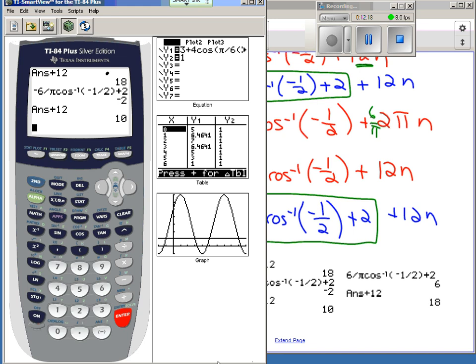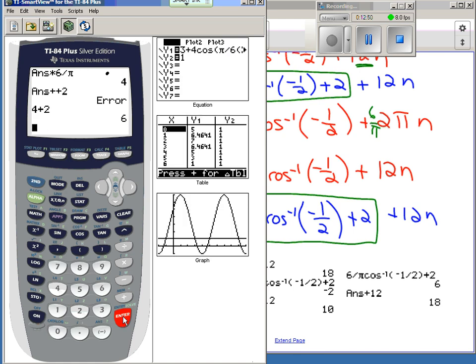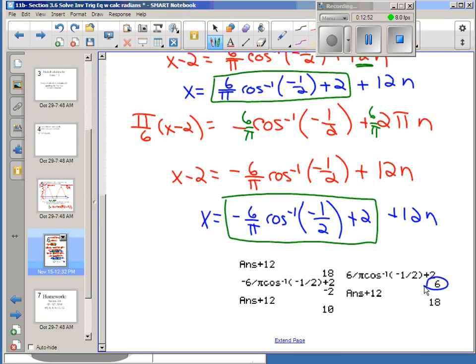You can also do it as you go. So if you are more comfortable doing, okay, I have my cosine inverse of -1/2. Boom, there's the answer. And then I take that, and I'm going to multiply by 6 over pi. And then I take that, and I'm going to add 2. Let's try it again. So let's do 4 plus 2. There's my first answer again of 6. That same first answer that I had right here. So you can do it step by step when you're trying to find particular answers.